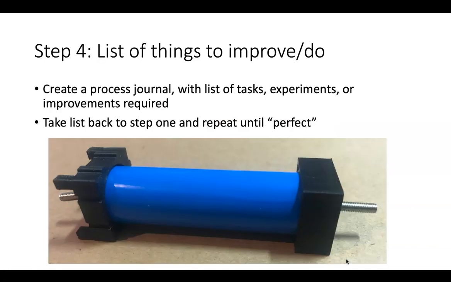Step 3 is to come up with a list of things to improve and do. Sorry, step 4 is to come up with a list of things to do or improve. So from that, I created a process journal with a list of tasks, experiments, or improvements that are required. So for example, in my list of things I needed to do, which was just a handwritten list, you need to create more of a process journal, was to actually fix the looseness. You can see the one on the left is quite loose. You can actually see a gap in there.